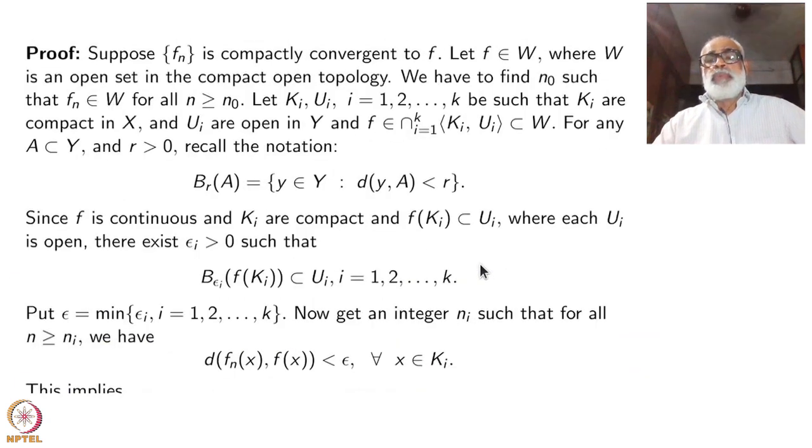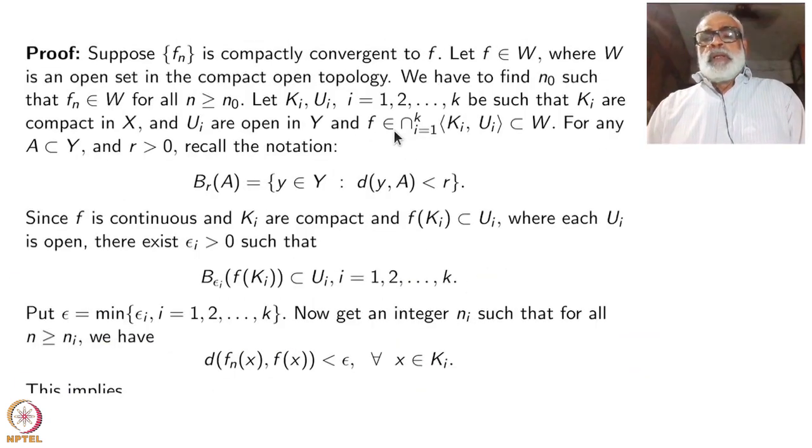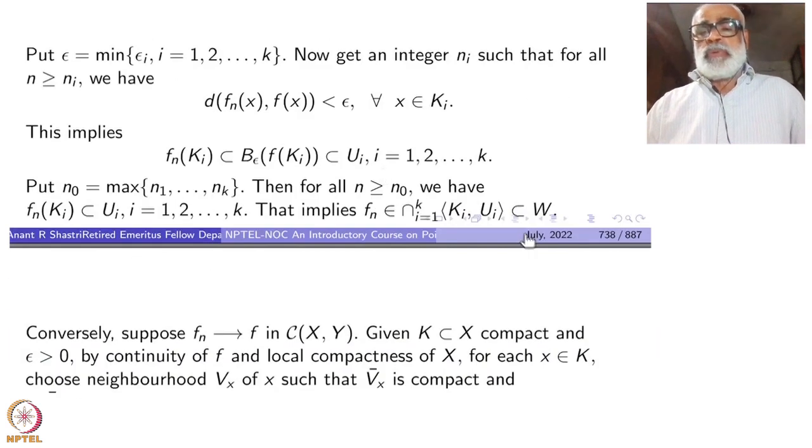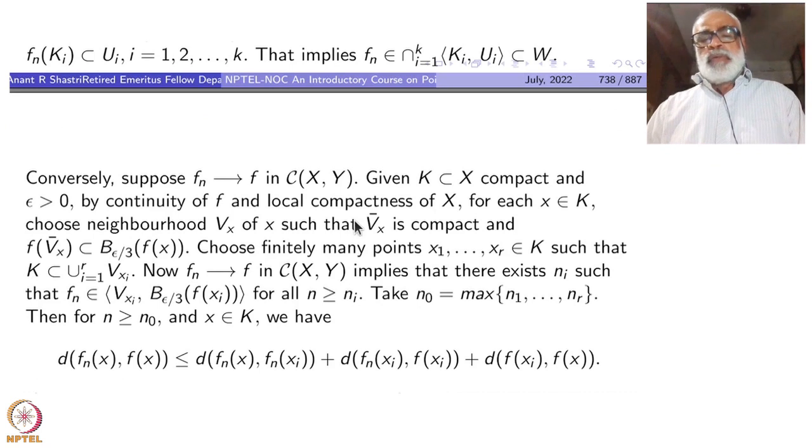So, one way we have proved: we start with f, such that all the fn's, for n greater than some n naught, are also inside. That is what we have proved. The converse is similar, but slightly different.